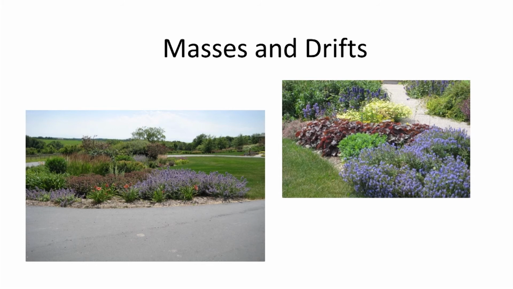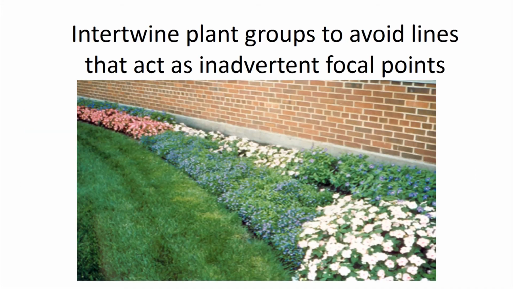Here are some examples of masses and drifts of plants within beds. Notice how your eye moves around more than it did in the last picture. And the masses and drifts don't have to be huge, but getting some kind of lines in there, some movement is really important. It looks much more naturalistic, especially for an informal landscape. The masses and drifts should also be intertwined a bit to look more natural.